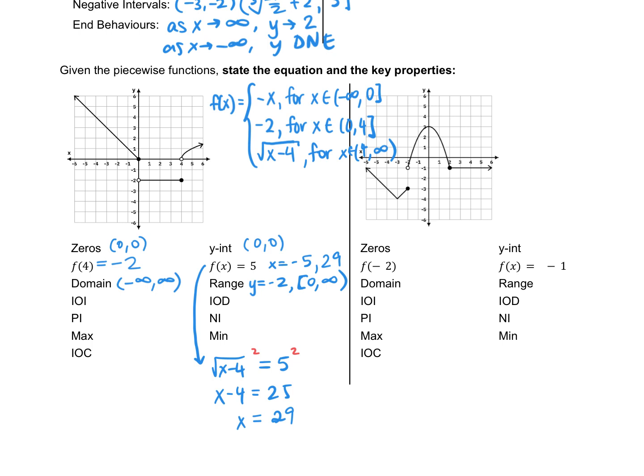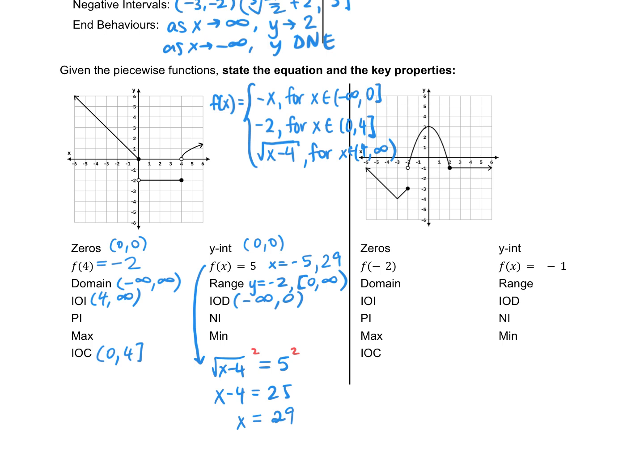All right, intervals of increase. My only interval of increase is on the square root. This is the only one that's increasing. This line is decreasing, this line is constant, this one is increasing. So my interval of increase is from 4 to infinity. My interval of decrease is from -infinity to 0. My interval of constant is from 0 to 4.